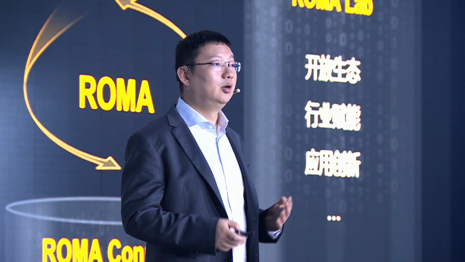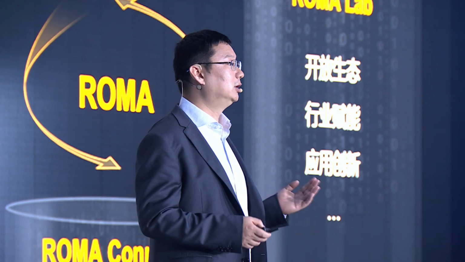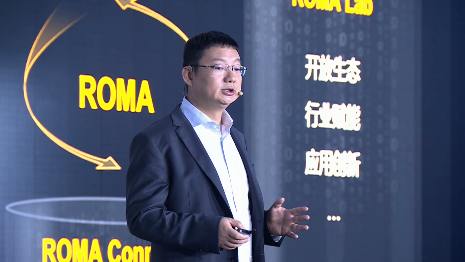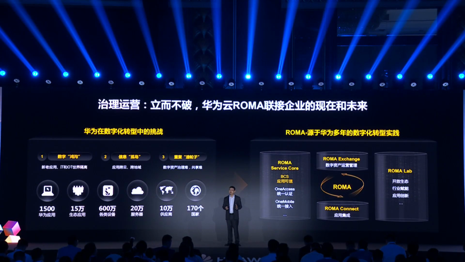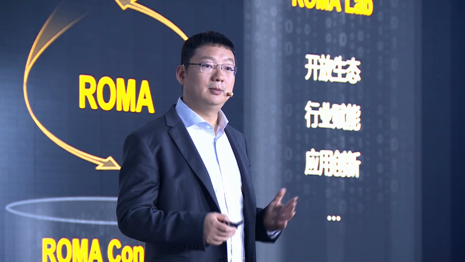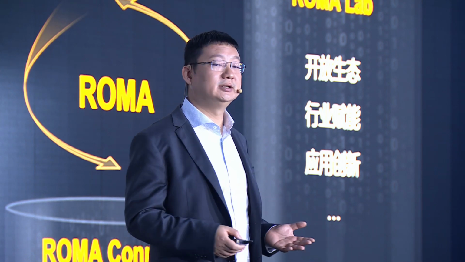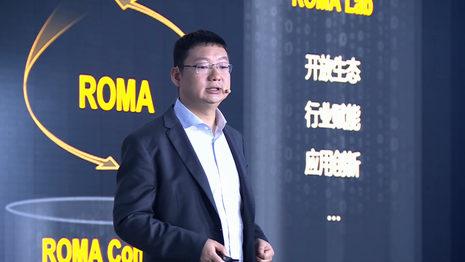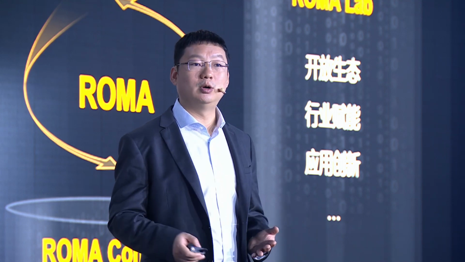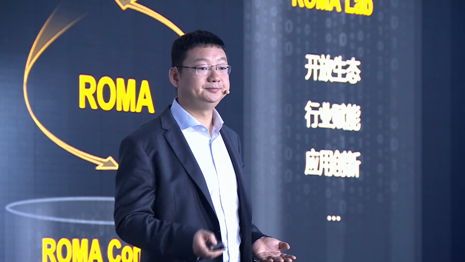Based on years of experience in digitalization, Huawei BBIT department has developed the Roma solution and put it on Huawei Cloud. So Roma consists of four parts. First, we connect the new and legacy apps to enable smooth evolution of enterprises. Second, Roma includes a series of cloud services such as Roma Connect, and then we also have the Roma Service Core, integrating the blockchain services, and then we also have the Roma Lab to provide joint labs for customers and partners.